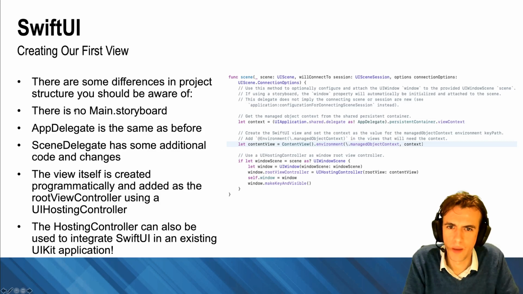And your app will use SwiftUI then. You'll notice some differences. The scene delegate, for example, will look different than it does for the storyboards. You will find there will be no main.storyboard file, and the view itself is created programmatically and added to the root view controller, and you'll see a class in there called UIHostingController. And this hosting controller can also integrate SwiftUI into an existing UIKit application.